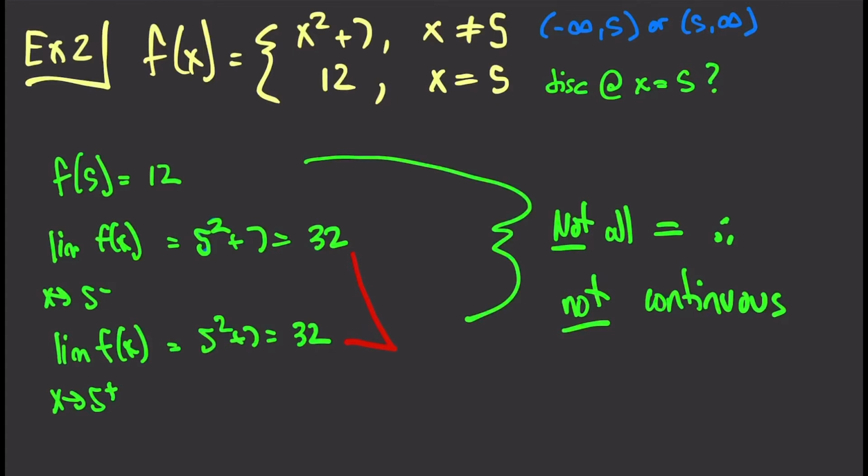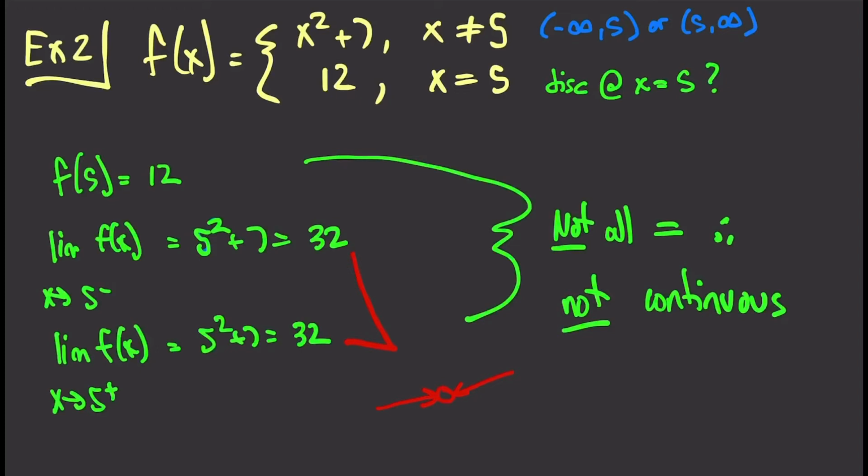So I have discontinuity at x equals 5. So this is true, yes. But what type is it? Well, the limit exists. So if your left-hand limit equals your right-hand limit, the limit exists. But the function is something else.